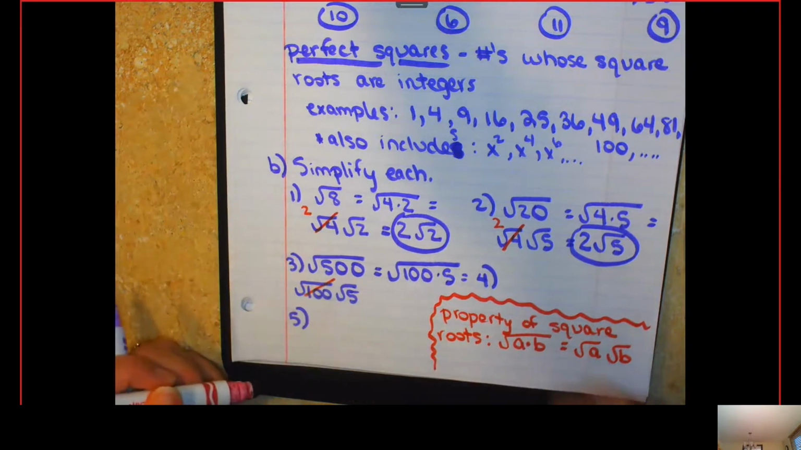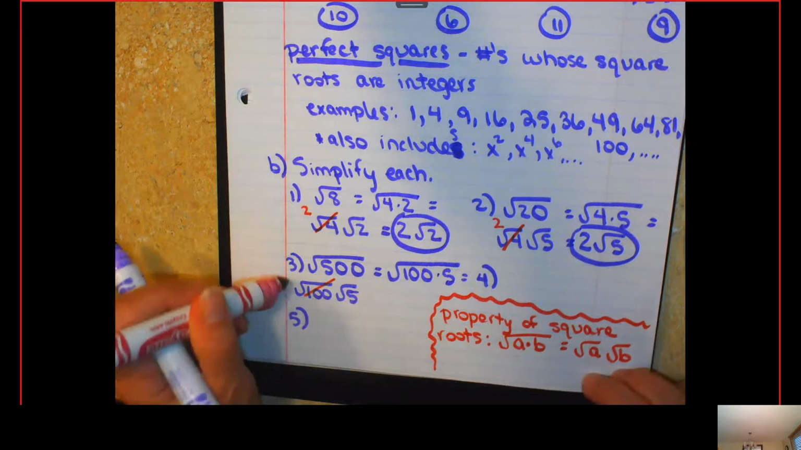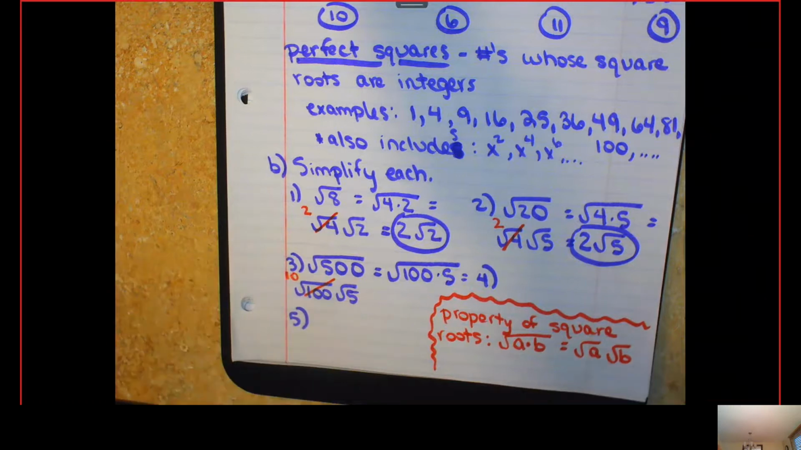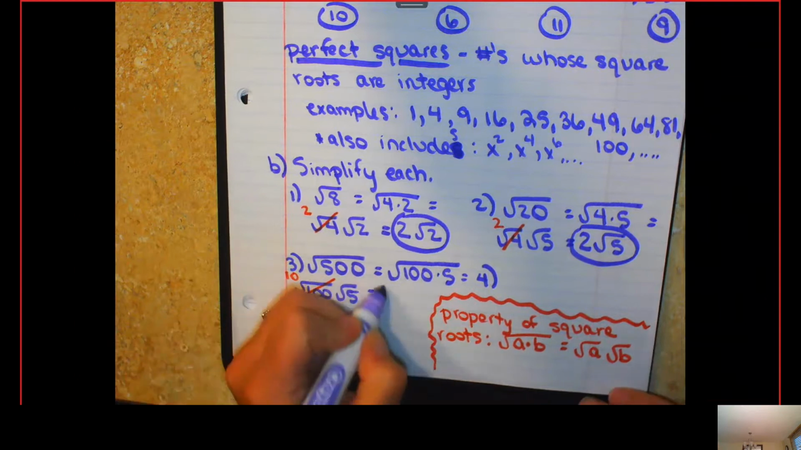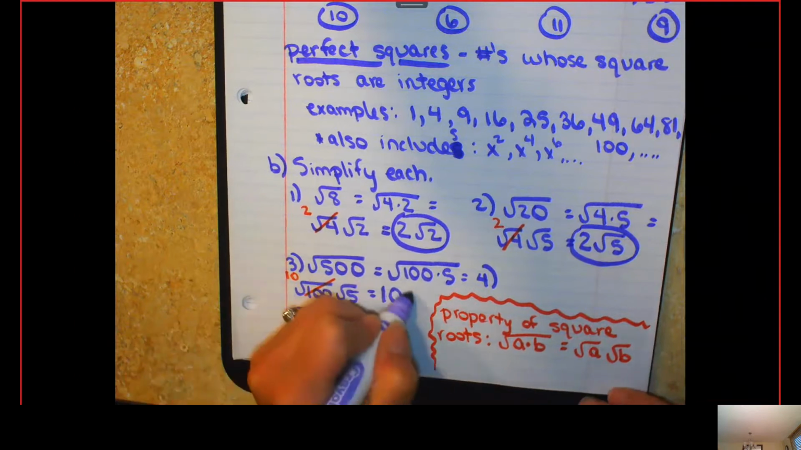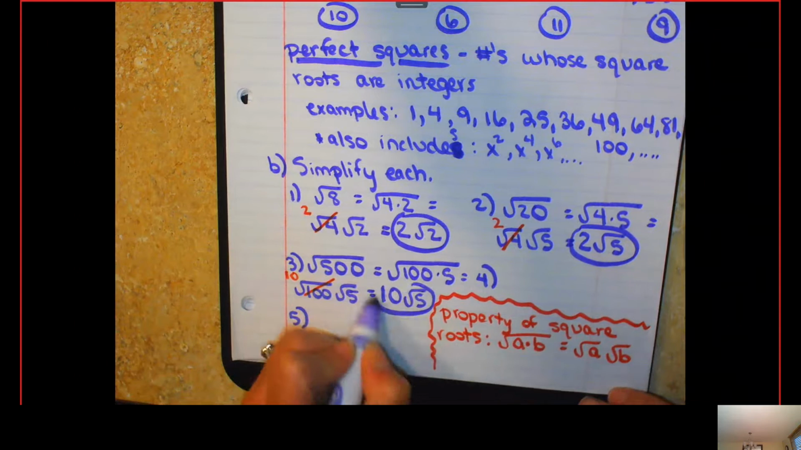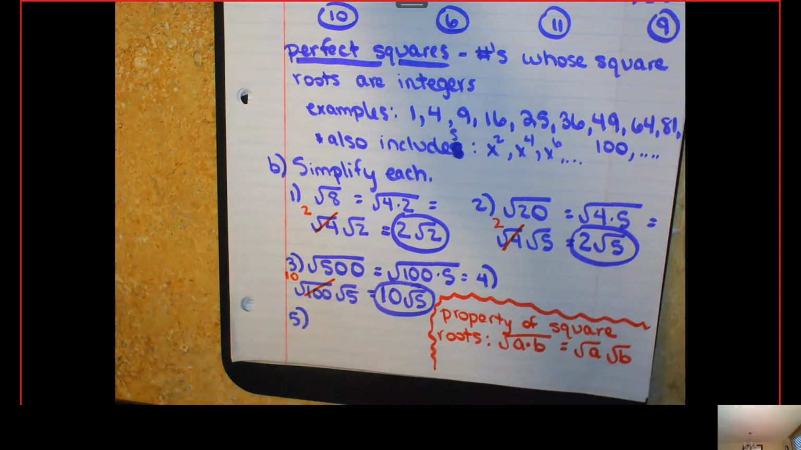Now I'm going to change this. The square root of 100 is 10, 10 times 10. So I'm going to cross it out and put a 10. Now I'm ready for my answer. I'm going to bring over the 10 because it's on the outside, and the 5 stays underneath, radical 5. There's my simplified answer. Here's another one.